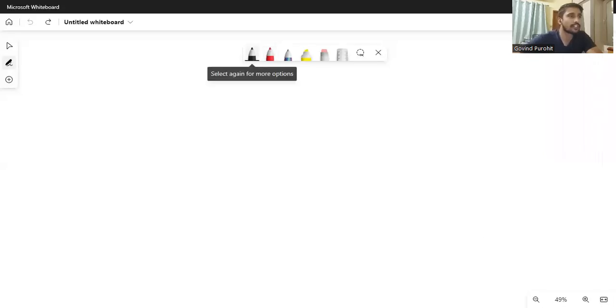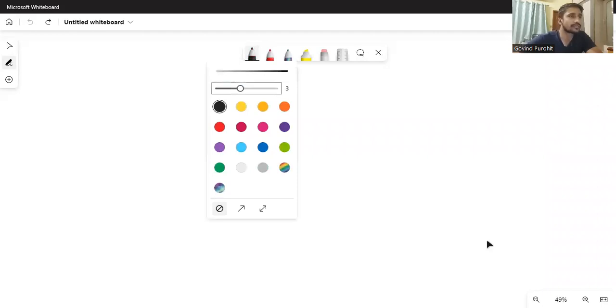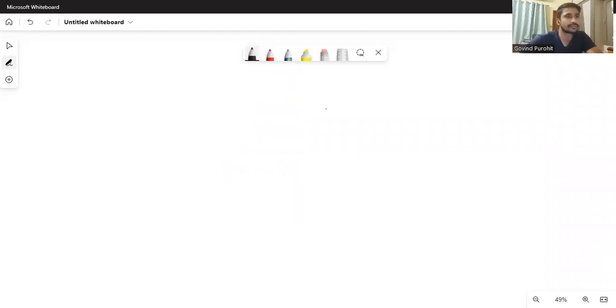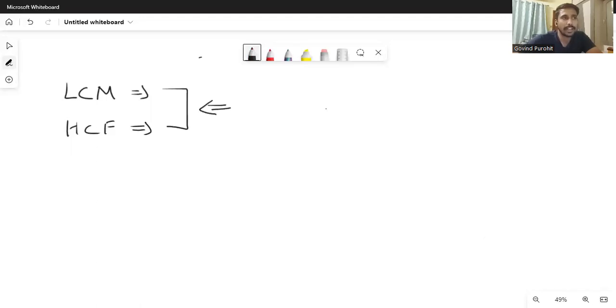So today our objective is to find out LCM, least common multiple, and HCF of any given numbers. Prior to that, we have to find out prime factors of these given numbers.